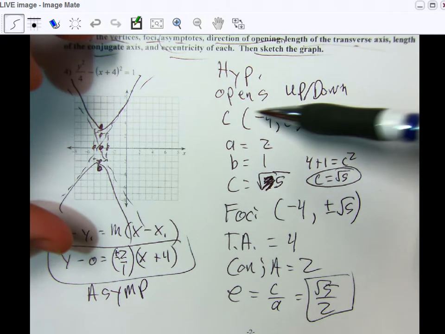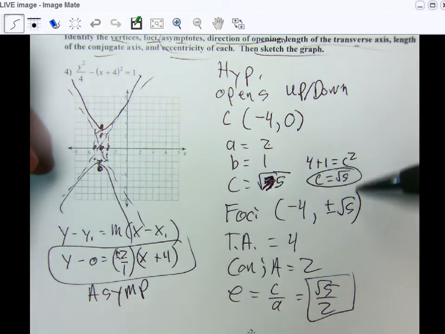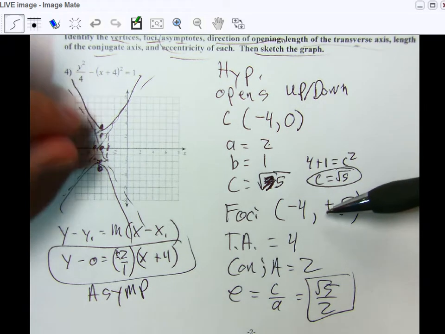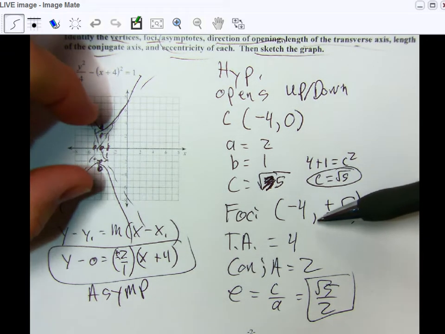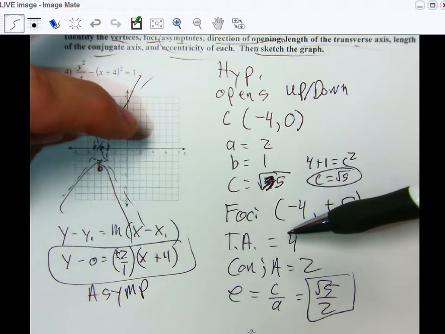Hyperbola opens up and down. There's the center right there. A is 2, B is 1, so therefore C is root 5. Foci go in that direction. The total transverse axis is 2A. The total conjugate axis, 2B.